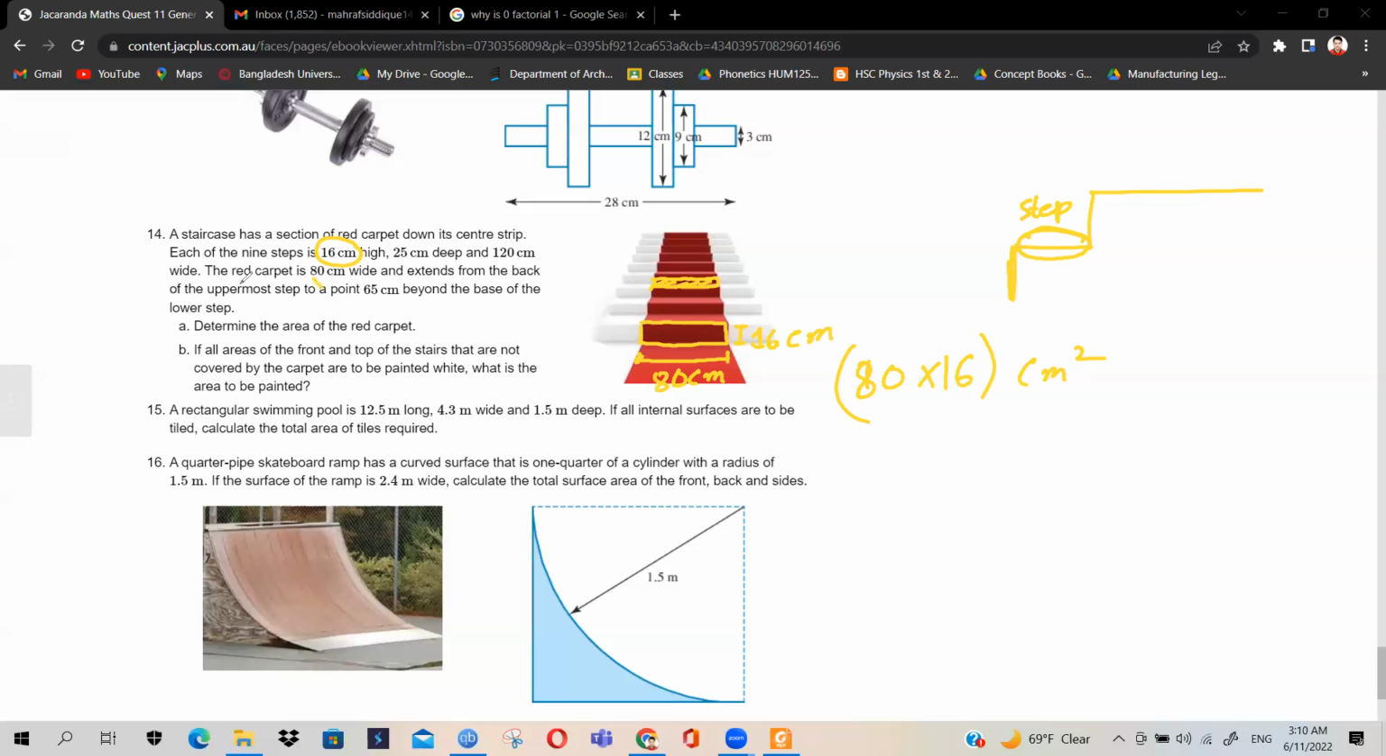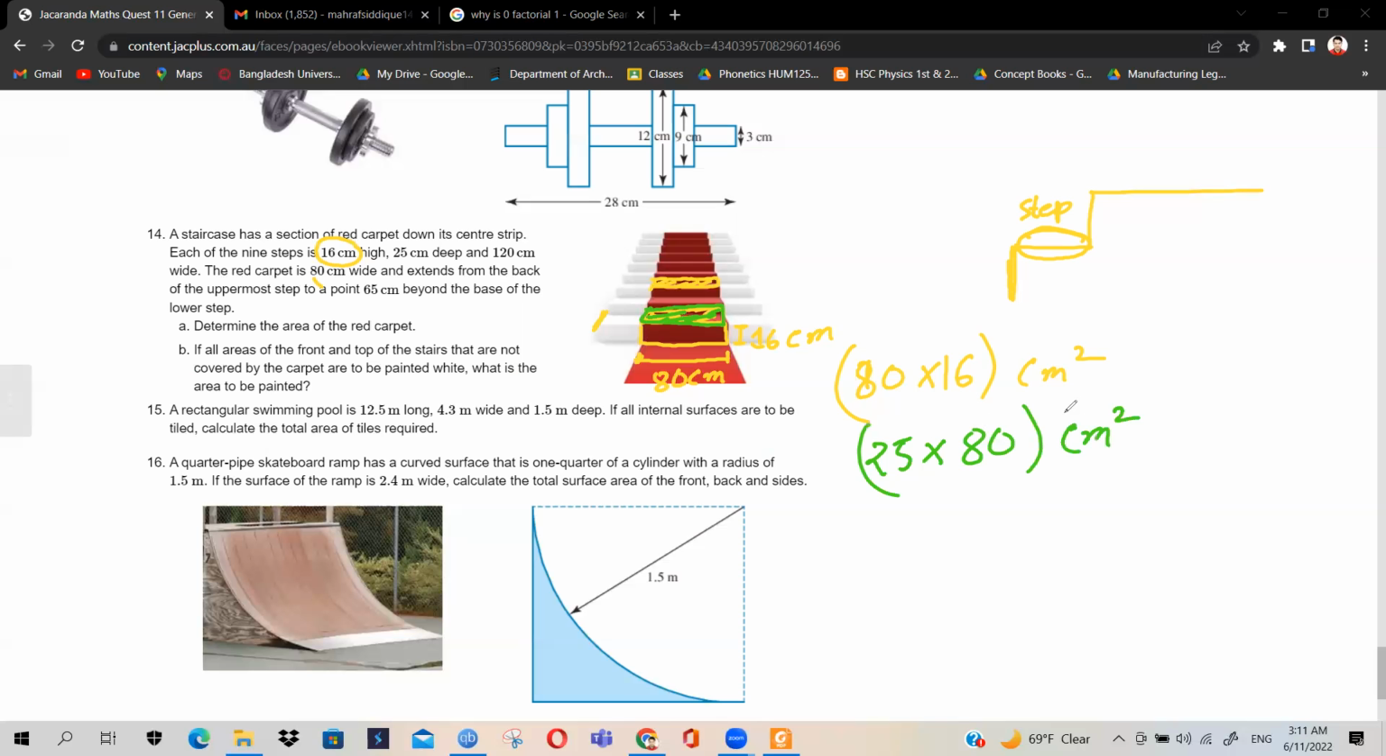Now, the red carpet is 80 centimeter wide. One second. What does it mean by 25 centimeter deep? I think by deep, what they mean is this bit, this portion. This is what deep means. Now for these portions, like this one in the upper portion, we draw it with another color. So it will be 25 centimeter deep and the red carpet is 80 centimeter wide, so 80 times 25 centimeter square.